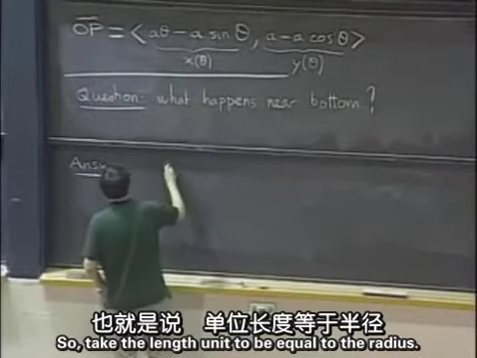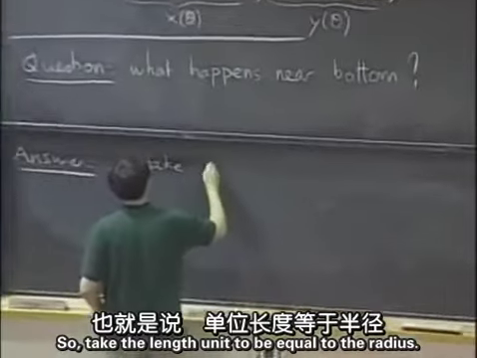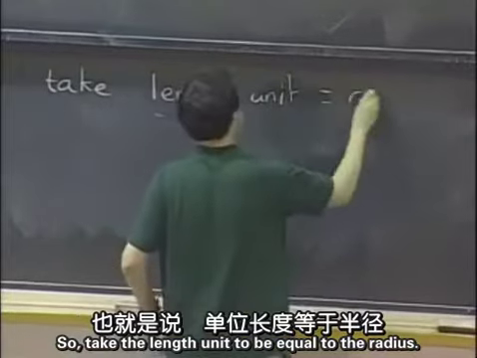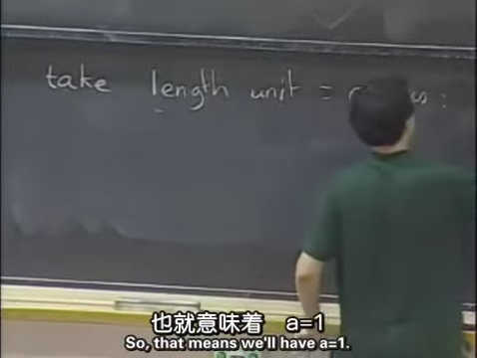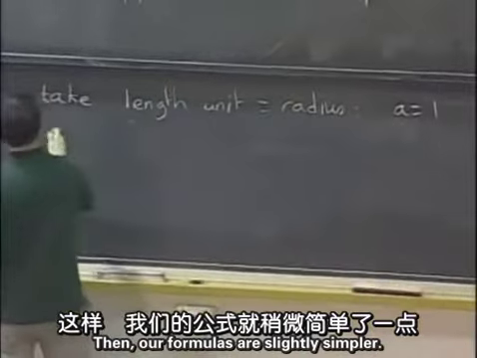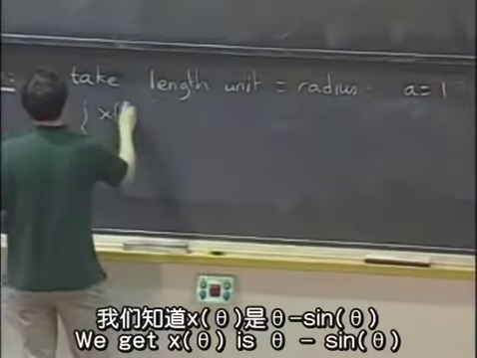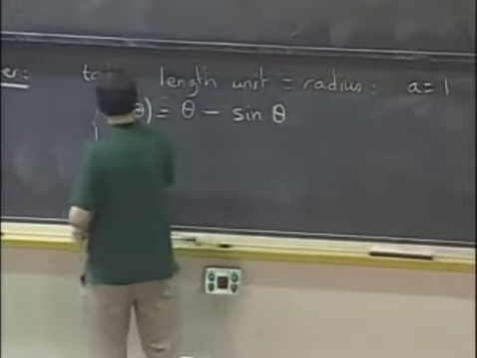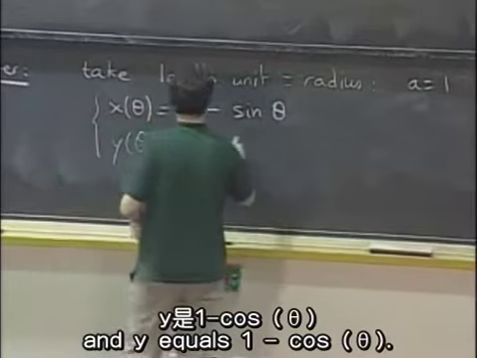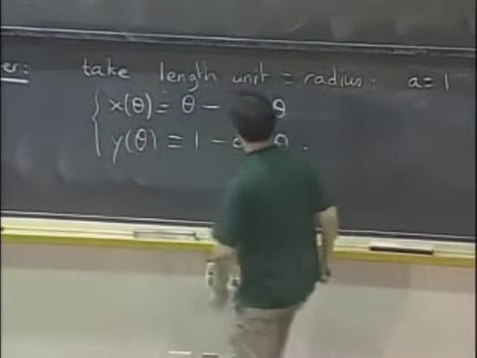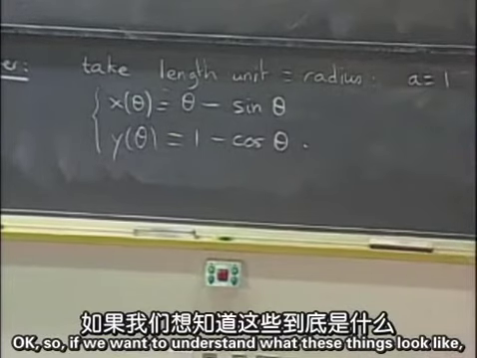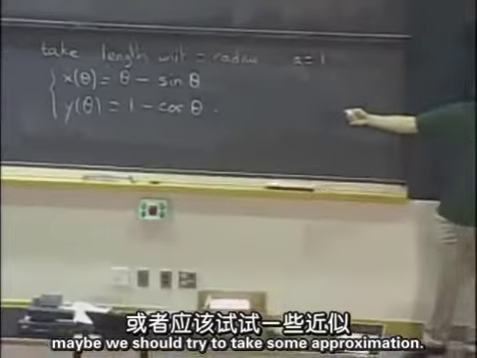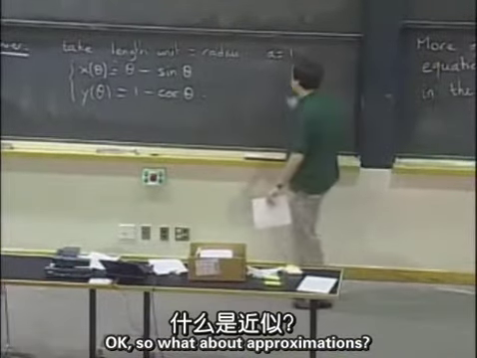So, take the length unit to be equal to the radius. That means we'll have A equals 1. Then our formulas are slightly simpler. We get x of theta is theta minus sine theta, and y equals 1 minus cosine theta. Okay, so if we want to understand what these things look like, maybe we should try to take some approximation. So what about approximations?